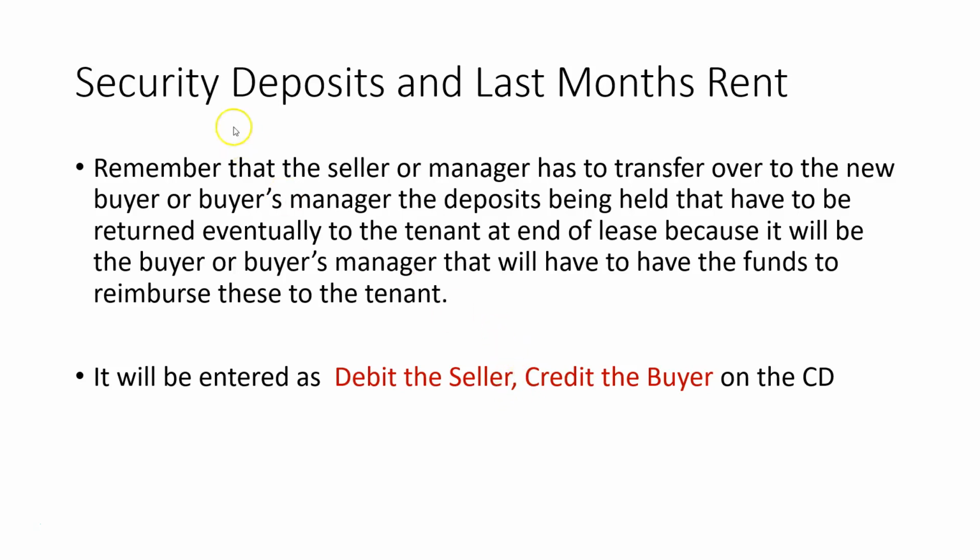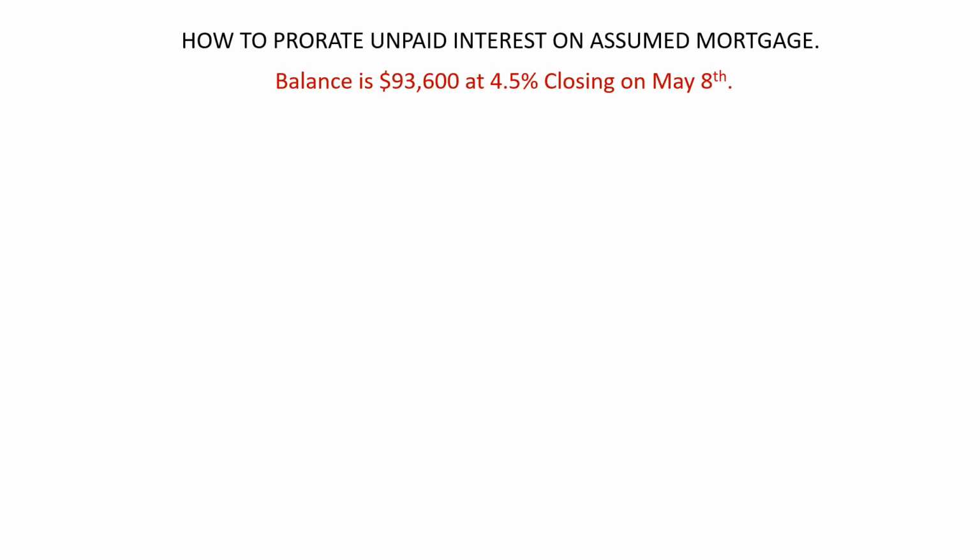All right. So security deposits and last month's rent. Once again, the seller is holding on to the security deposits and the last month's rent, whereas the buyer will have to be giving those back to the tenant when the lease ends. So therefore, the buyer, in preparation for that, has got to have those monies in the buyer's pocket. So it's obviously going to be debit the seller, credit the buyer. And remember, when you look at the answers, you can usually eliminate 2 of the answers because they'll have those the other way round. And once again, on the closing disclosure, that would go as a debit the seller, credit the buyer.